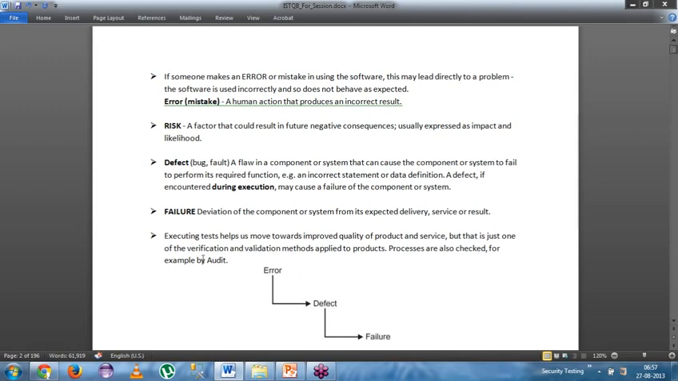See this, it starts with an error. An error gives rise to a defect. A defect which we don't address can lead to a failure. So it starts all the way from the error and it ends with a failure.